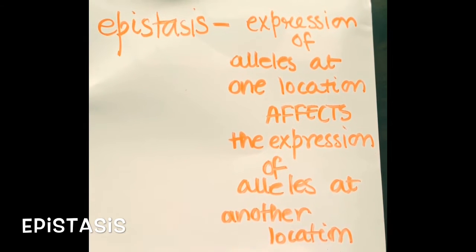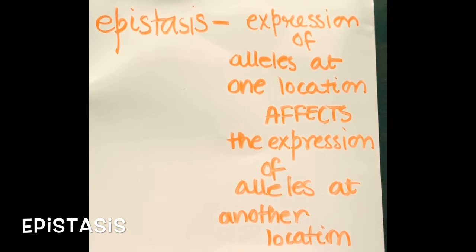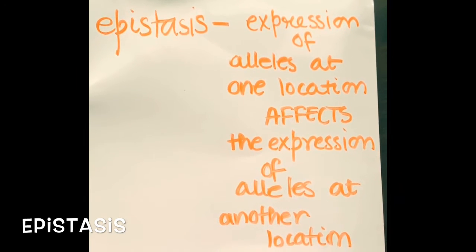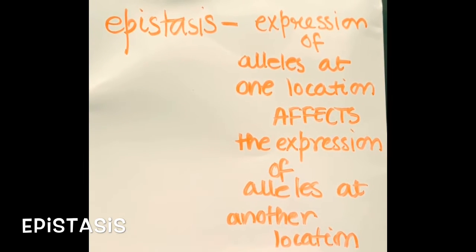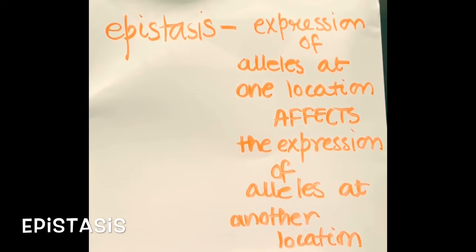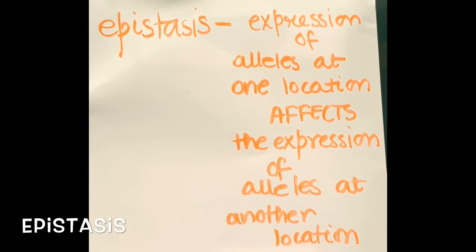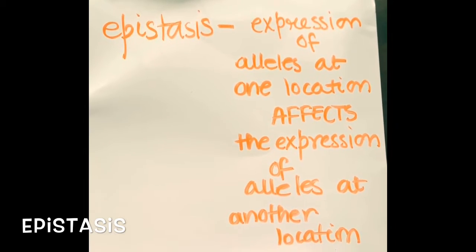Before we get started, I'm going to quickly define epistasis, which is when the expression of alleles at one location affects the expression of alleles at another location. What this is basically saying is that if you had two alleles, and one of them is fully not expressed, then the other one may not be fully expressed, or the other one could be fully expressed. It depends on what kind of epistasis it is. So when we talk about double recessive epistasis, you will see more as to what I'm talking about.